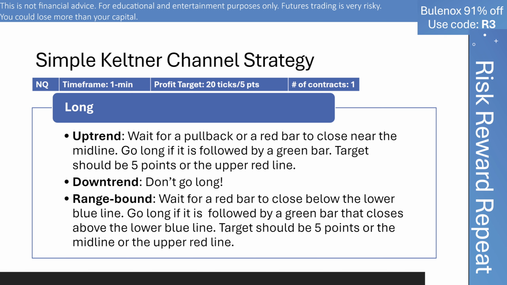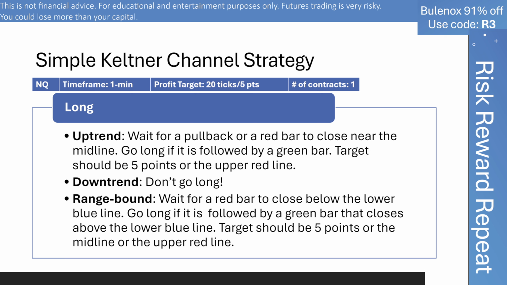Okay. All right. So how do we go long? If the intention is to go long, we look at the trend. Number one thing we are going to do is look at the trend. Is the market in uptrend? Is it in downtrend? Or is it range bound? If it's in a downtrend, we are not going to go long.